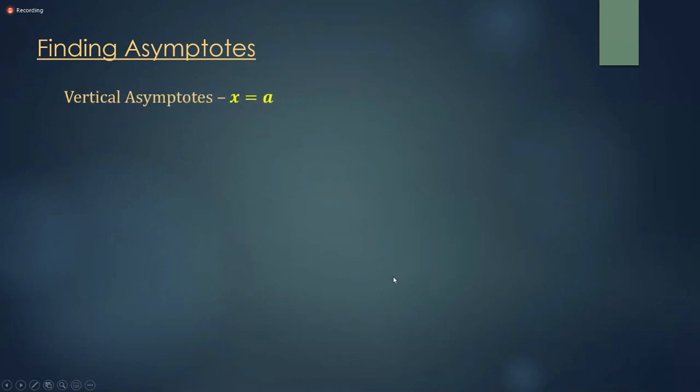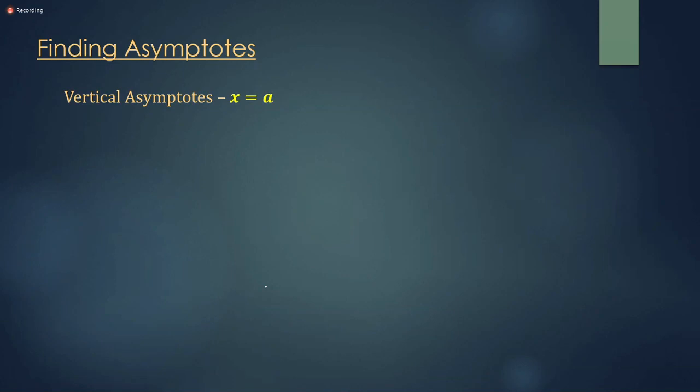First of all, the easiest to find were the vertical asymptotes. x equals a is the equation of a line. I would like to remind you that we write equations of lines. Remember that an asymptote is not a number. An asymptote is a line, so you have to write an equation of a line, not just the number a.